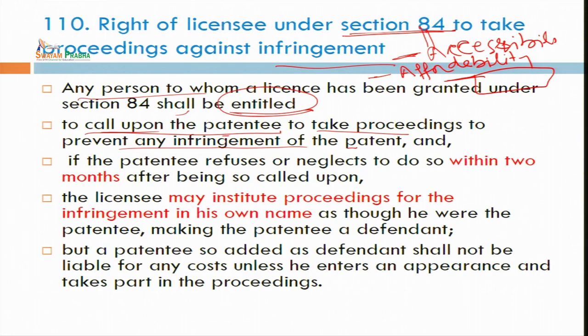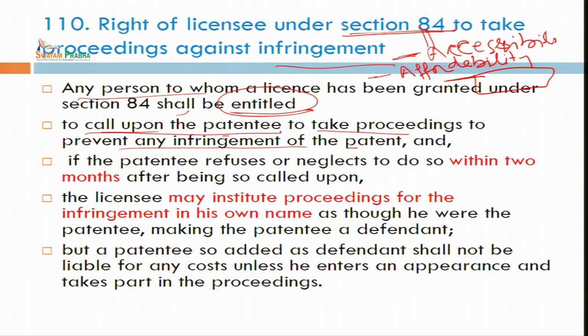As only one compulsory license has been granted in India, in the NATCO case, there is no case law or example where a licensee under section 84 has gone for proceedings against infringement. We will also discuss the compulsory licensing case. Here, first he has to serve the information to the patentee. Within 2 months after being called upon, if the patentee refuses or neglects the information, the licensee may go to another option. Neglect is also presumed to be refusal.